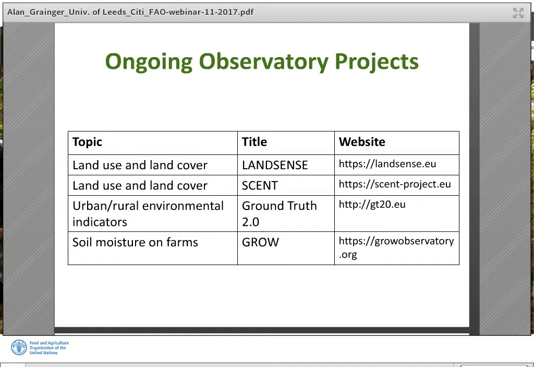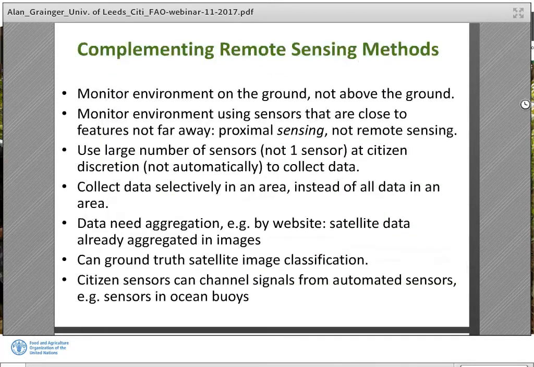Ongoing observatories funded by the Horizon 2020 programme are monitoring land use and land cover, urban and rural environmental indicators, and soil moisture on farms. Citizen observatories complement remote sensing methods through their distinctive operational features.